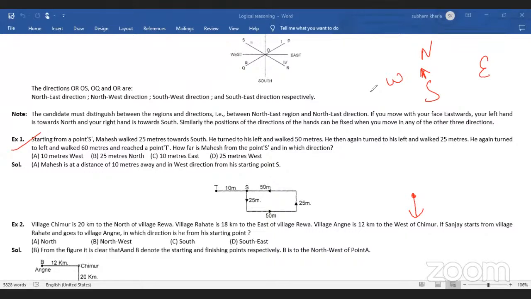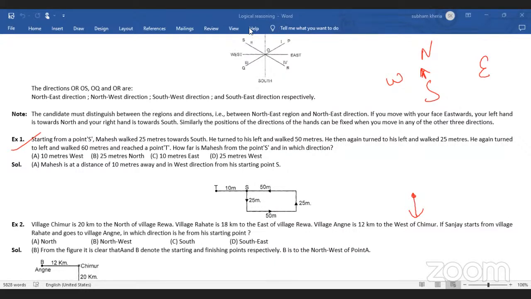Imagine your front is north, your back is south, your right is east, your left is west. When you are facing north, what is your left? West. But here what is given? Mahesh was walking 25 meters south. That means turn about. Ulta ho jao. Face south now. If you face south now, what is your left? East. Very good.